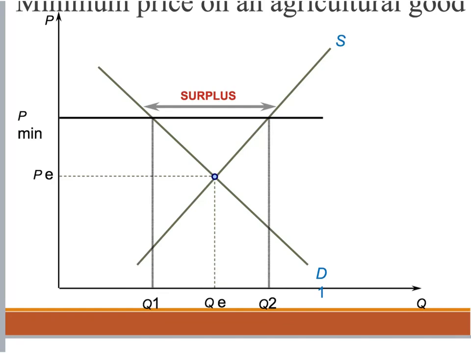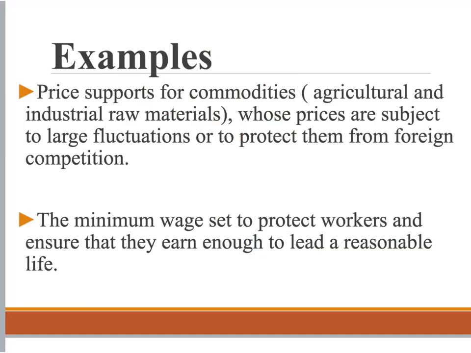So this is just one way in which a binding price floor can be used in agricultural markets. Other examples include price supports for commodities whose prices are subject to large fluctuations, or to protect them from foreign competition, like what's going on right now between the United States and China. Another example of binding price floors would be the minimum wage, set to protect workers and, quote unquote, ensure that they earn enough to lead a reasonable life, because we are the arbiters of what a reasonable life is, apparently. Ceteris paribus, of course.